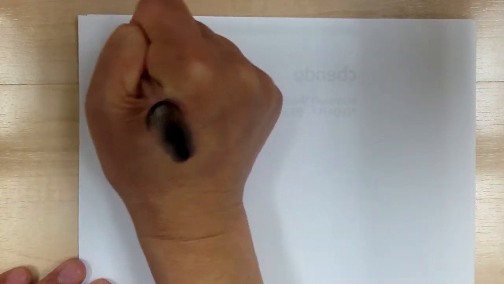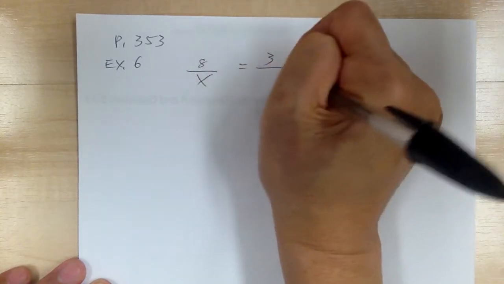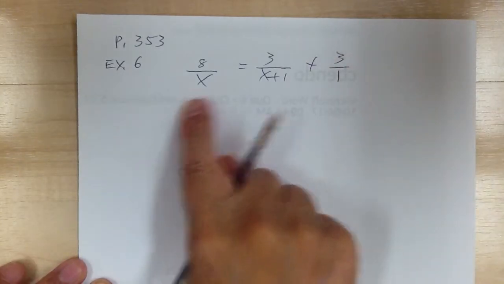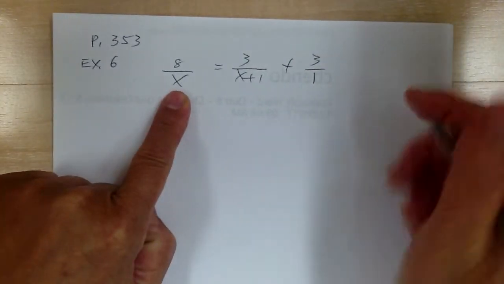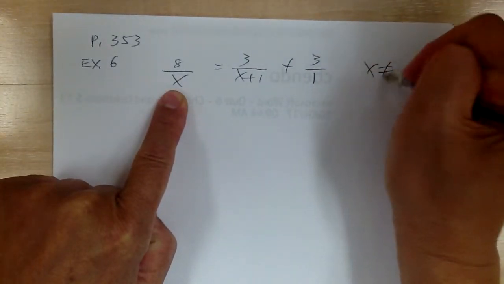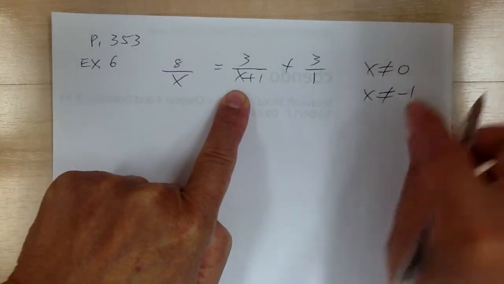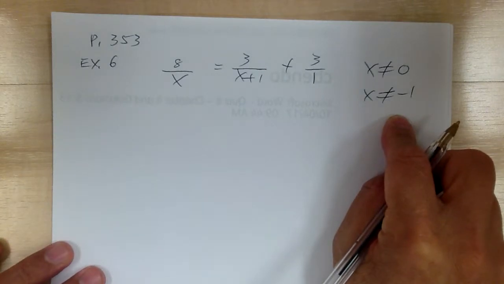Okay, let's go to example 6. You have 8 over x equal to 3 over x plus 1 plus 3 over 1. So right away, you got to keep track of your excluded value. So from here, x cannot equal 0. From this one, x cannot equal negative 1. Okay, so keep that in mind, right? Those are your excluded values.